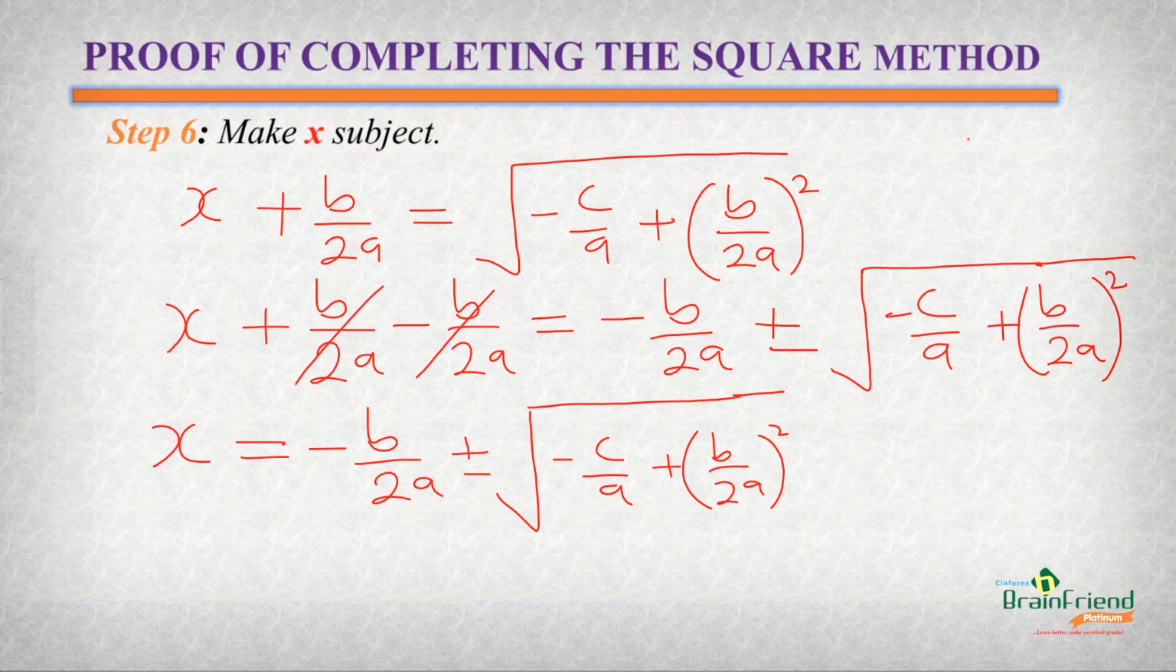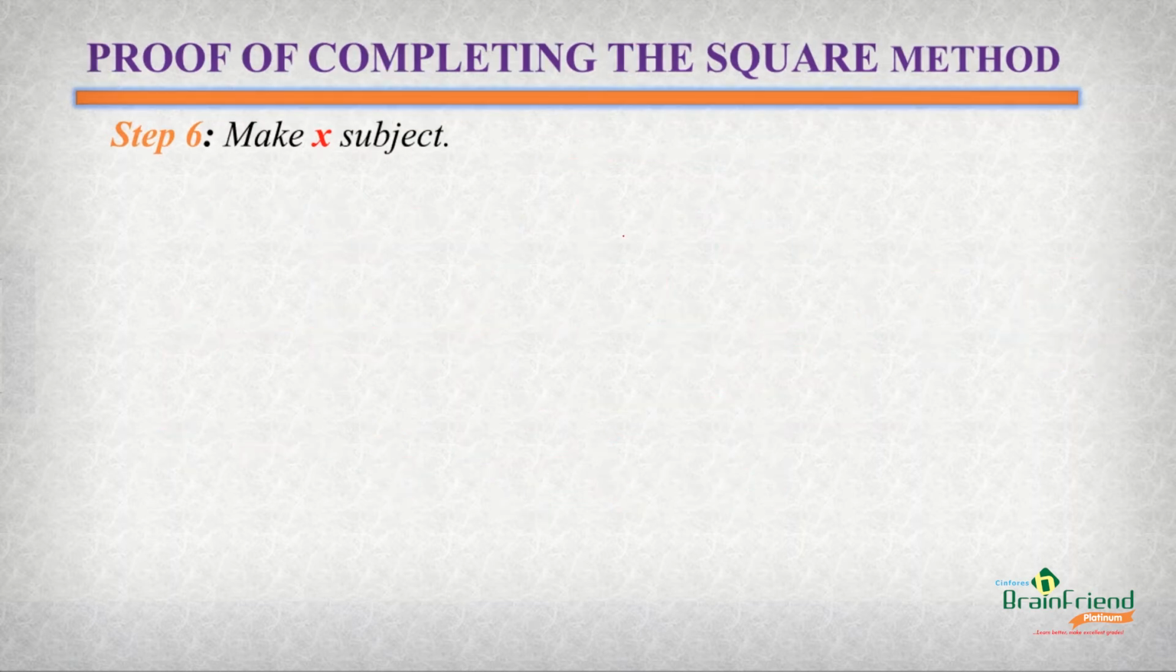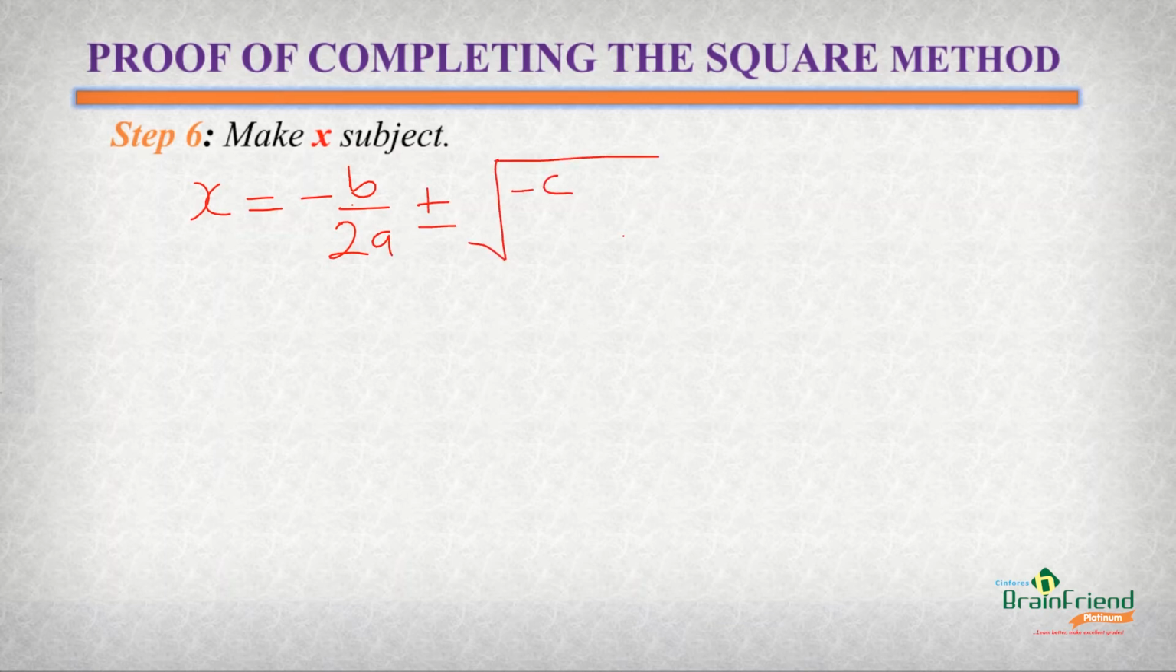Next is for us to solve this equation. The last equation we had was x equal to minus b over 2a plus or minus square root of minus c over a plus b over 2a all squared. Like I said, this square root extends to here. That was our last equation. So if we want to really work on this equation, what we need to do first of all is to open up the left hand side.